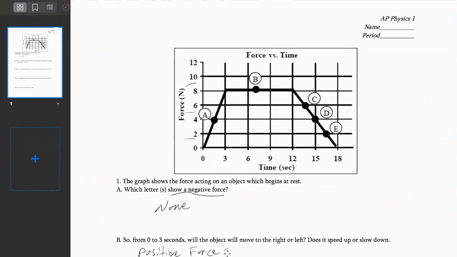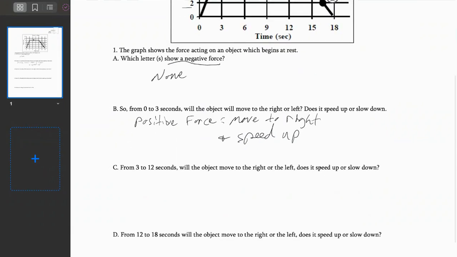It's going to move to the right because we're applying a positive force. Positive is in the right direction, so it will move in the right direction. It'll speed up because there's a net positive force acting on it, causing it to accelerate in that positive direction.